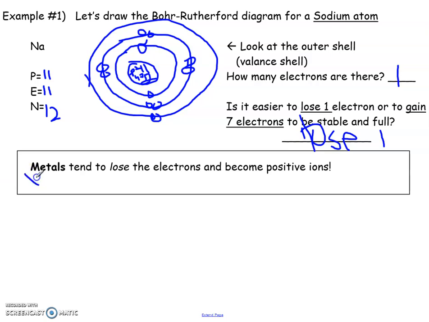Here's a main driving point. All metal elements will lose electrons. All of the metals on the periodic table, if you look at their Bohr-Rutherfords, it will always be easier for them to lose electrons, and what ends up happening then is the ion will become positively charged. If we lost 1 electron, we would become positive 1. We'll talk more about charges in a bit.